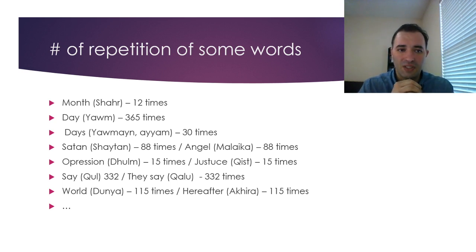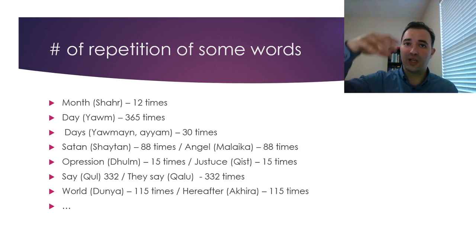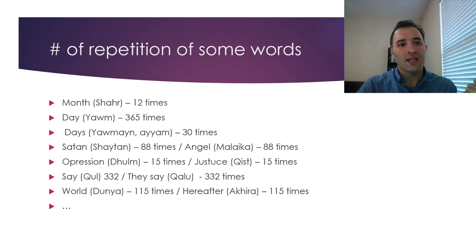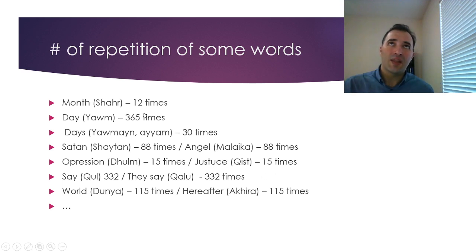So the number of repetition of the word month is 12 in the Quran. There are 12 months in a year, and the number of repetition of that word is 12. In the same way, the word day, which is yawm in Arabic, is repeated precisely 365 times. The Quran contains this word day in different verses in the entire Quran, and the total number is exactly 365.